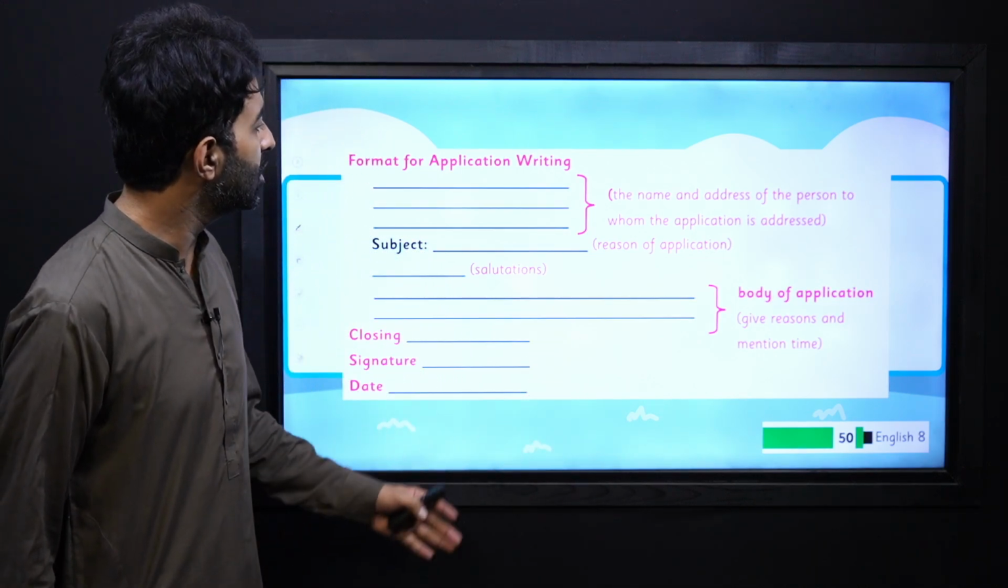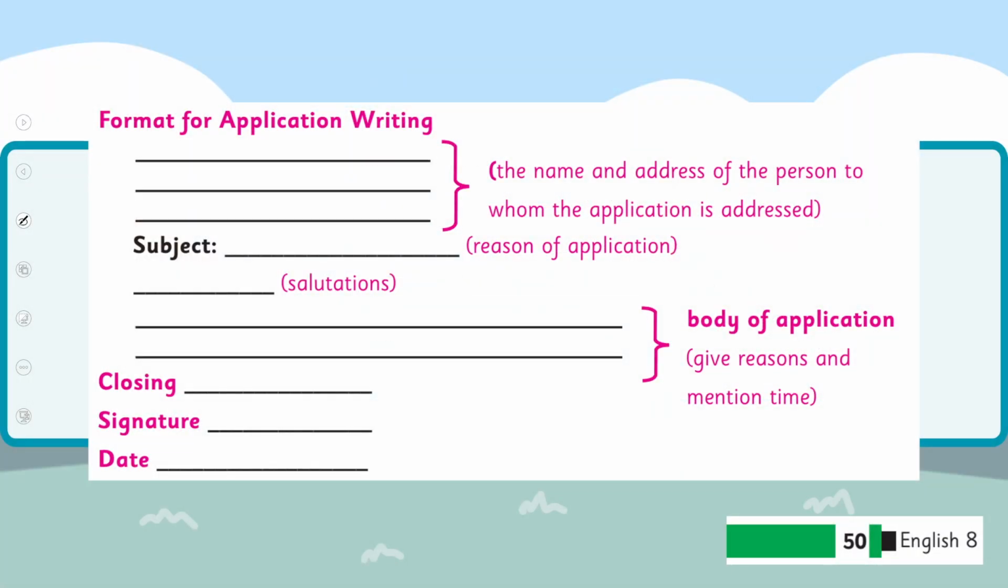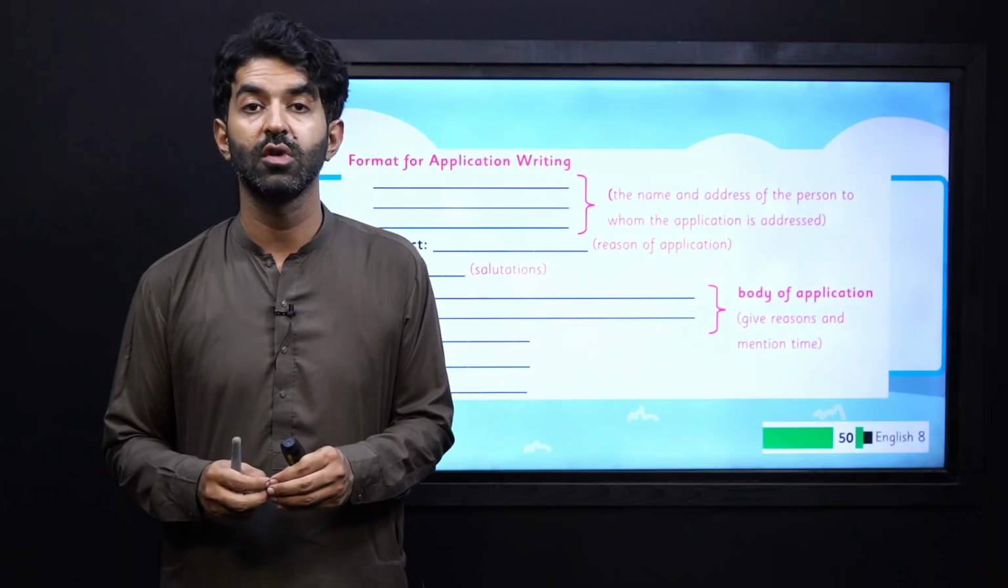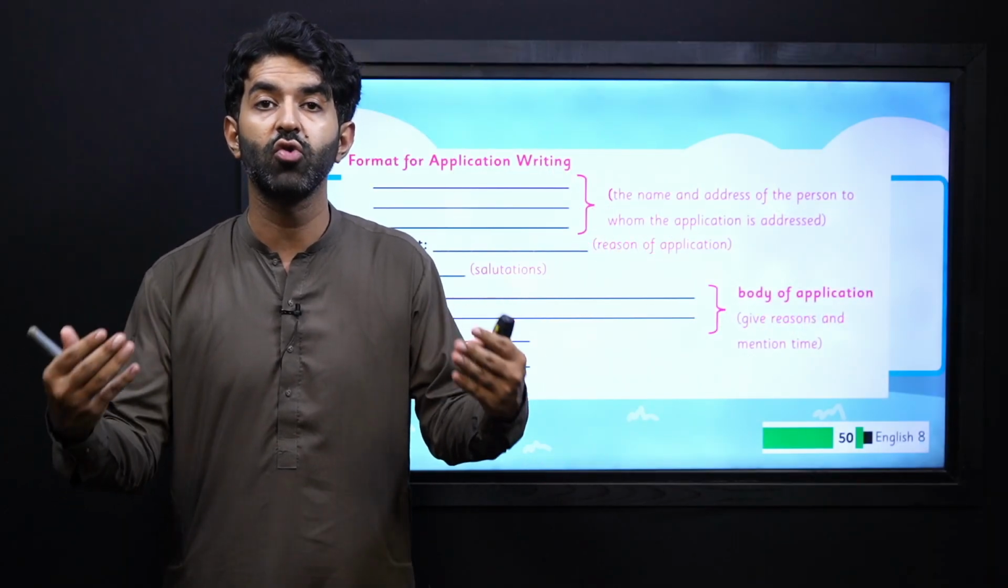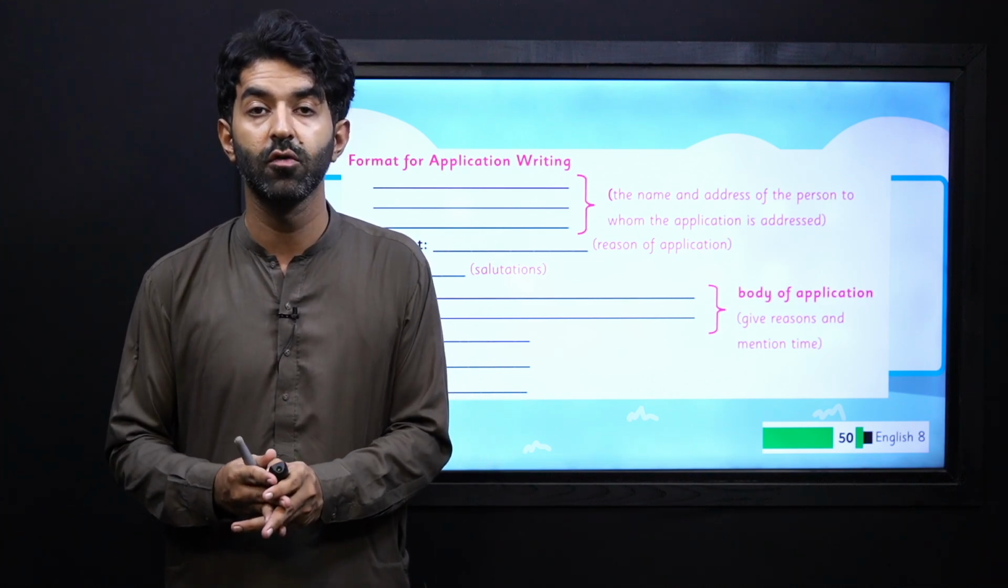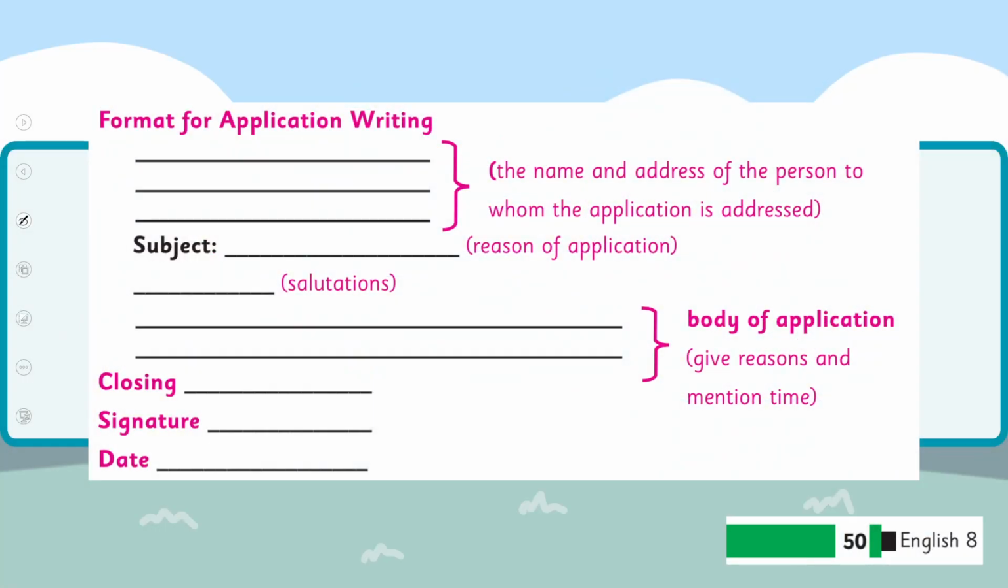Now students, here let us look at the format of an application, because we are also going to see how an application is structured, how we can write it correctly with correct structure and format. So be ready. Now first you will write the name and address of the person to whom the application is addressed. In this case, if you're writing to your principal, you can write the principal's name, the school's name, etc., the address of the school.